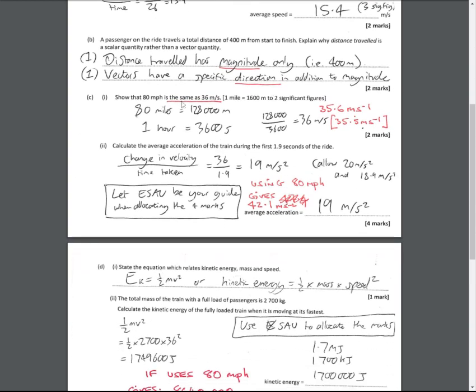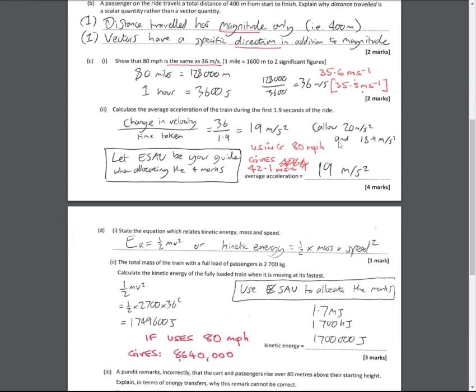Show that 80 miles an hour is the same as 36 meters per second. Most of you did this quite well, but laid it out terribly badly, so it was almost impossible for me to work out what your sums were. You used numbers like 128,000 without explaining that was the number of meters in 80 miles, or you used 3,600 without explaining that was the number of seconds in an hour. So you finished up with the right answer, but with no real explanation as to how you got there, in which case you probably finished up with me writing "units" and you lost 1 mark.